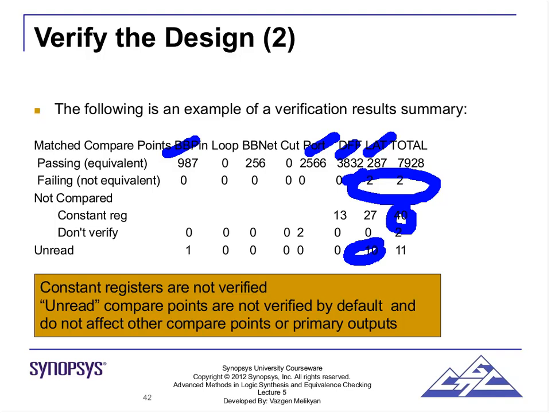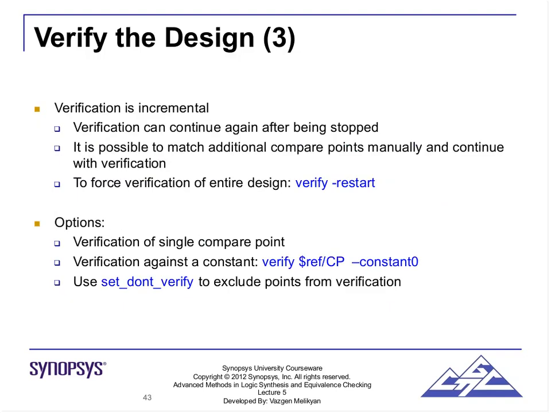Let's see further. Verification is incremental. It can continue again after being stopped. You can stop verification after, let's say, some point of time, and then you can say verify -restart. You can even verify a single compare point by giving the option. There's a lot of flexibility in the verify command. You can even set some point as don't verify.